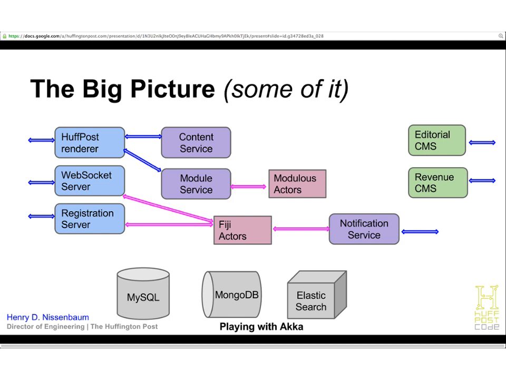So on the right, you'll see a couple of green boxes. These are web applications that are used by our internal Huffington Post folks. The editorial CMS and revenue CMS are two examples of that. All the way on the left, those blue boxes, these are web applications that our consumers access, although they might not necessarily know that. The one on the top left is the core one. It's the renderer. It's generating the web pages.